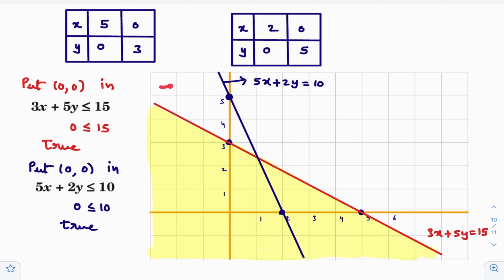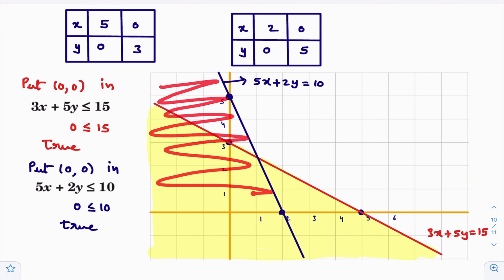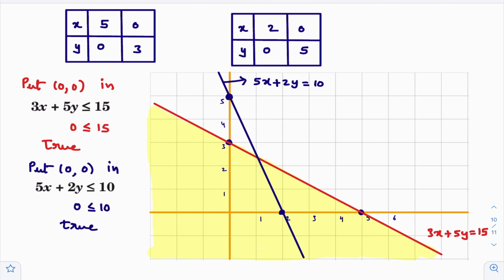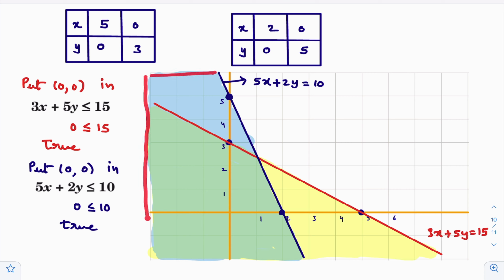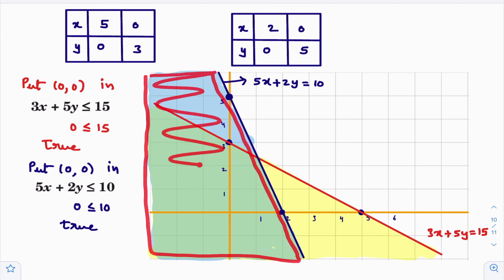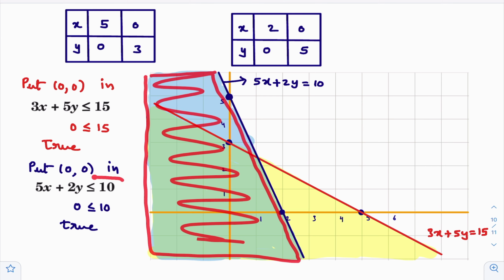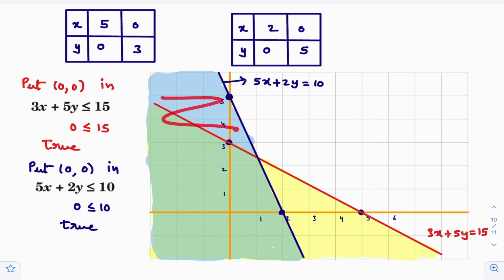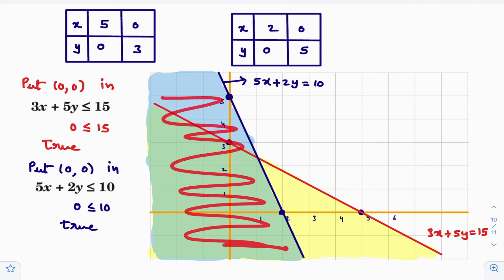So you can observe this is the origin side of this blue color line. Now you shade this part. Now you see this blue color shaded part. What is this blue color shaded part? This is the solution of this inequality. That means in this zone, if you take any point, that point satisfies this inequality. That is the solution of this inequality.